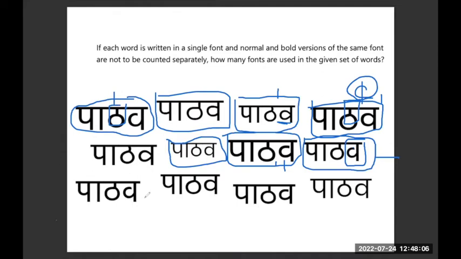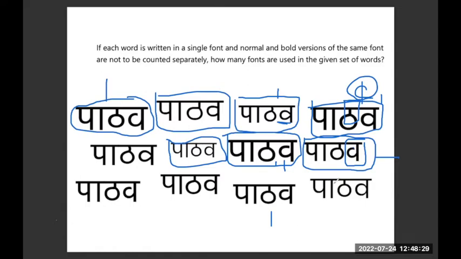Is it similar to the first letter? First word, which is this? Is this one the same as that one? Ma'am, not quite, but similar to the one above it. Yes, these two are similar. Yes, very good. And what about the last word?